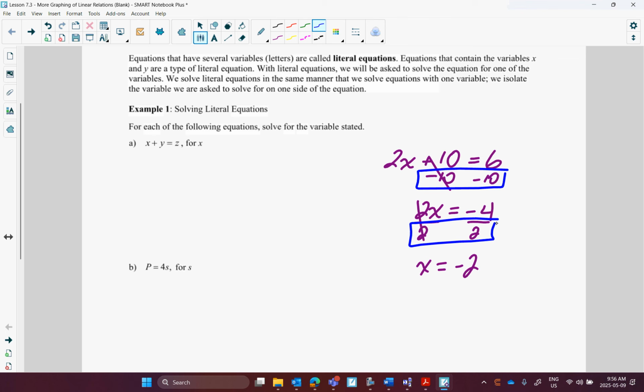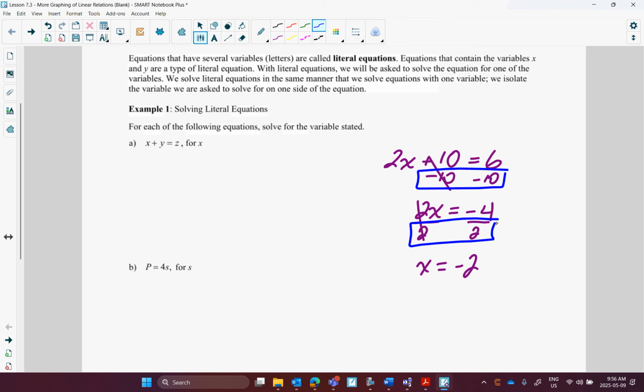These ones are a little different. What looks different about these? There's no numbers and there's different letters. It's usually just X or just Y or just Z with some numbers. We can still solve these. I want to solve this for X. What does that mean? Get X by itself.